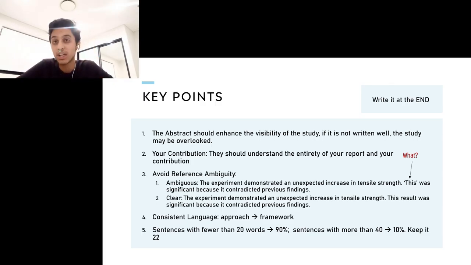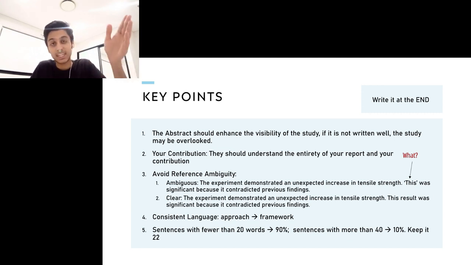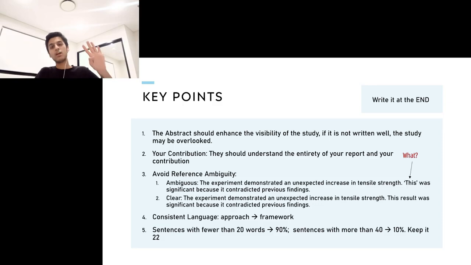And so a clearer example would be: the experiment demonstrated an unexpected increase in tensile strength. This result was significant because it contradicted previous findings. Here, you're referring to exactly what you want to talk about. This result. So now the reader knows that you're talking about the unexpected increase in tensile strength, not just the tensile strength itself. So third point, avoid reference ambiguity. Fourth point, consistent language. This is something that I talked about earlier. Make sure that when you're talking about words, you don't change them to their synonyms.